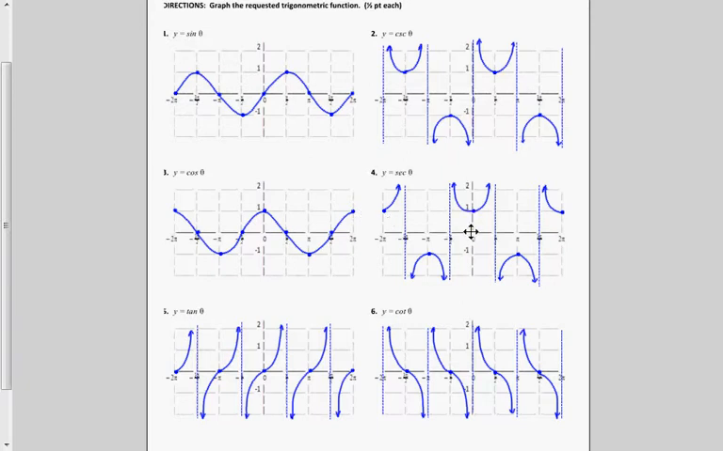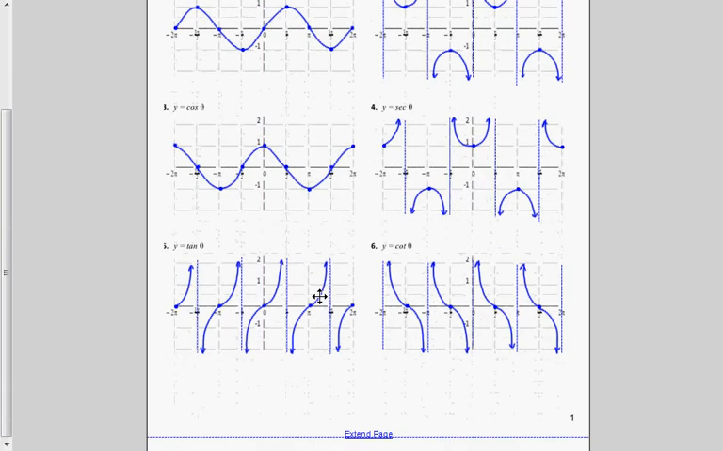When you're graphing the secant, you can sketch in the cosine first if you'd like, but just remember that where the cosine has intercepts on the x-axis, that's where the secant has its asymptotes. And where the cosine has a maximum or a minimum, that's where the secant has these curves.